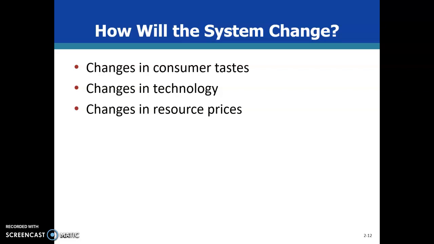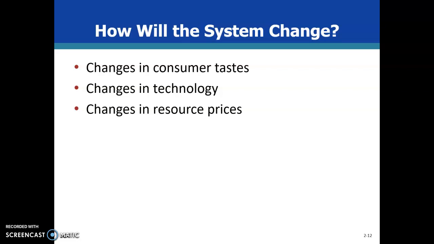How will the system change? There's a few things that affect the market system. Consumer tastes can change, technology can change, so innovations that enable greater productivity or perhaps changes in consumer goods. There's also changes in resource prices. Lots of things can affect the system and it can change, okay?